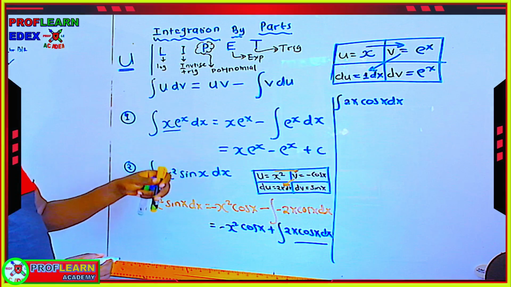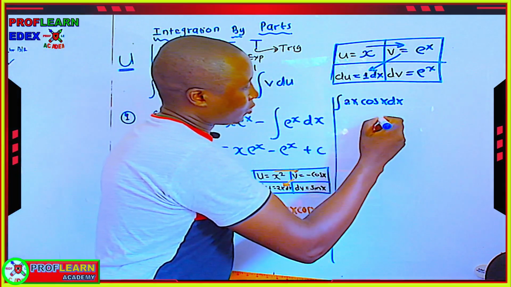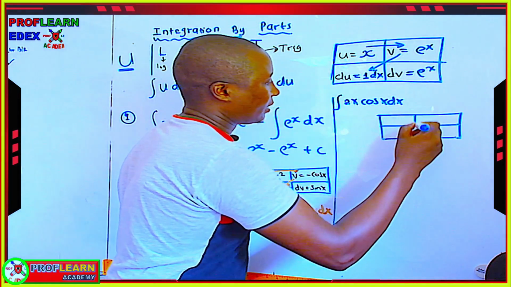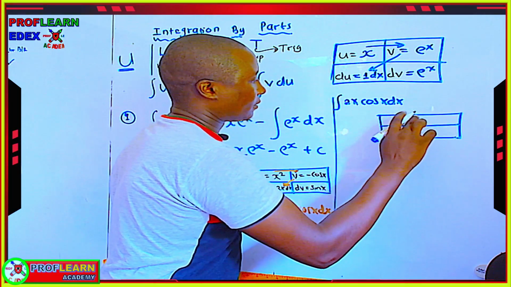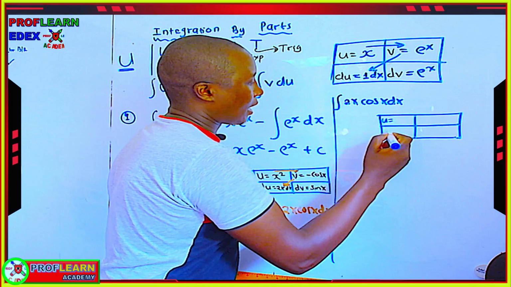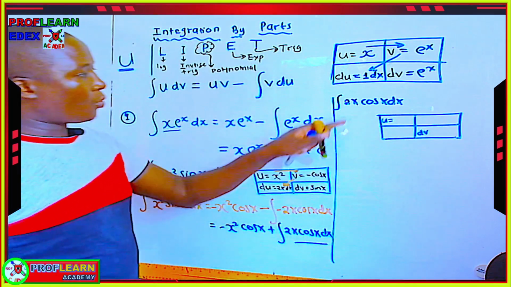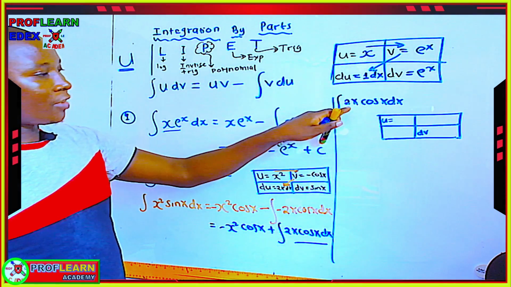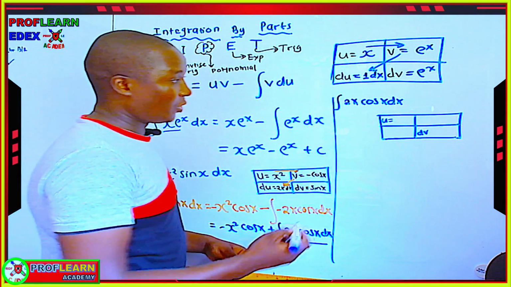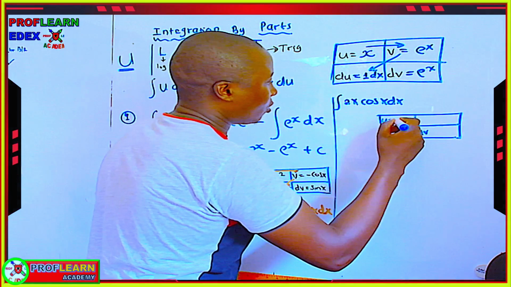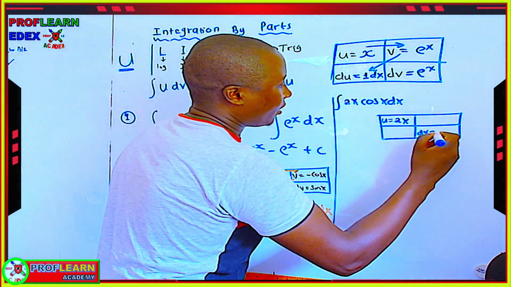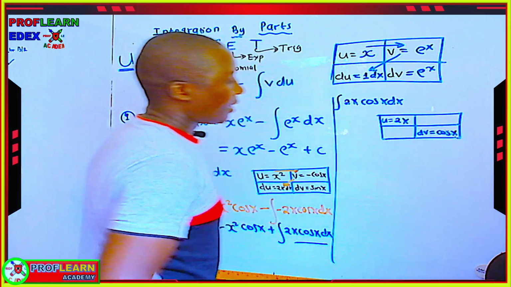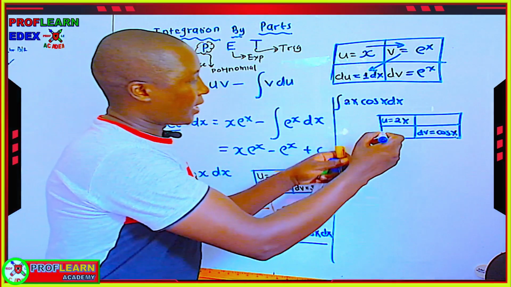Now, again using LIPET, we shall identify again what could be our u and what could be our dv. We have a trigonometric function and we have a polynomial. So we are going to take our u to be equal to 2x, and our dv will be cos x.